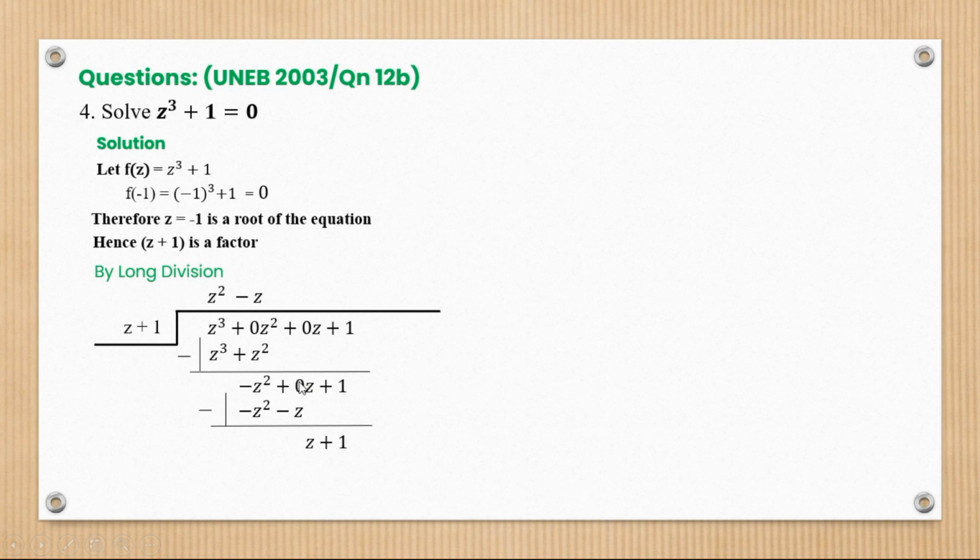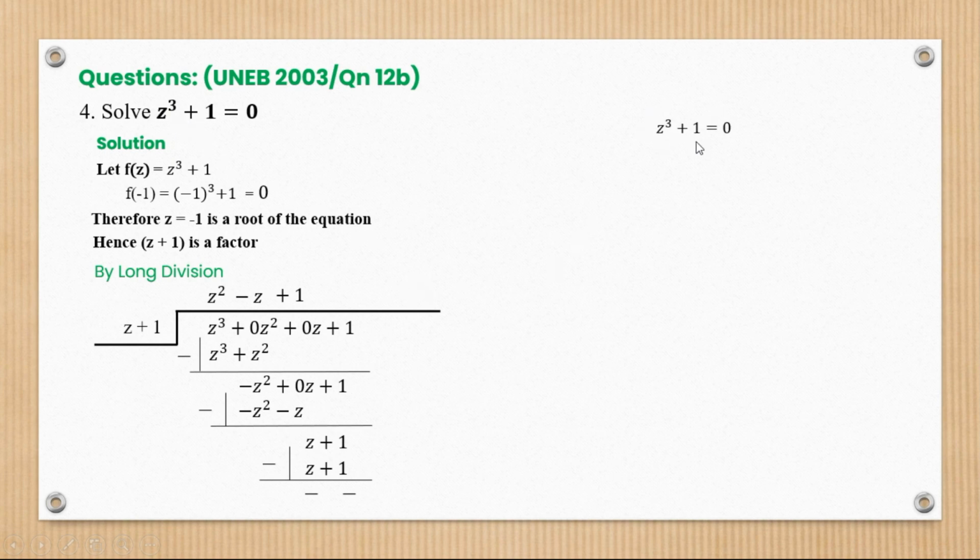Now the reason is, a 0z minus negative z, these two signs cancel and become a plus. So you have 0z plus z, which is z plus 1. So z divided by z is 1, so we have a positive 1 there. Then 1 times z plus 1 is that. And then when we subtract this, we end up having no remainder. So since we have no remainder, it means that this truly is a factor of that equation.